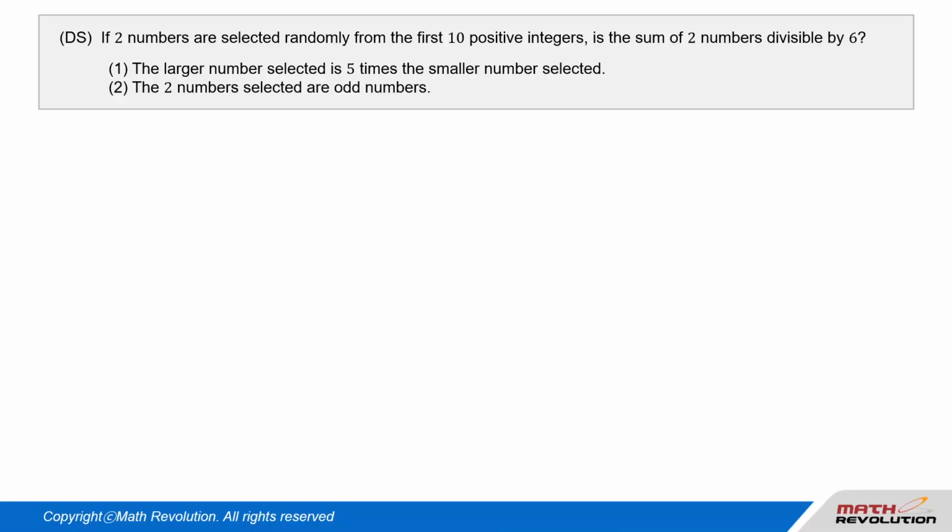Question 2. DS. If two numbers are selected randomly from the first 10 positive integers, is the sum of the two numbers divisible by 6? Condition 1. The larger number selected is 5 times the smaller number selected. Condition 2. The two numbers selected are odd numbers.